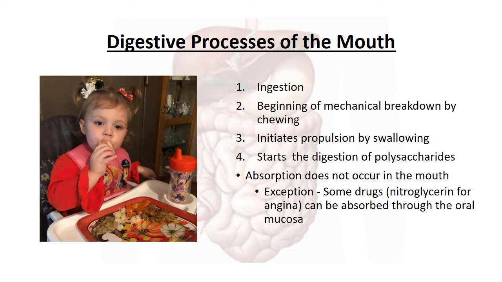And then we start the digestion of polysaccharides. So remember, we've already discussed salivary amylase. And so this is the beginning of the digestion of polysaccharides. Now, in general, absorption does not occur in the mouth. However, there are a few things that can be absorbed through the mouth, such as nitroglycerin, and then there's also a B12 supplement that you can put under your tongue, and it helps absorption of that.